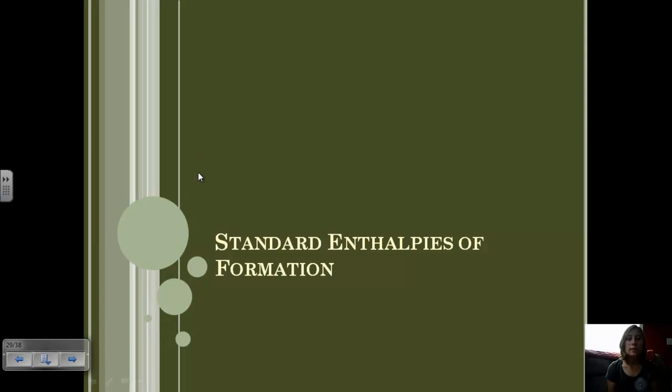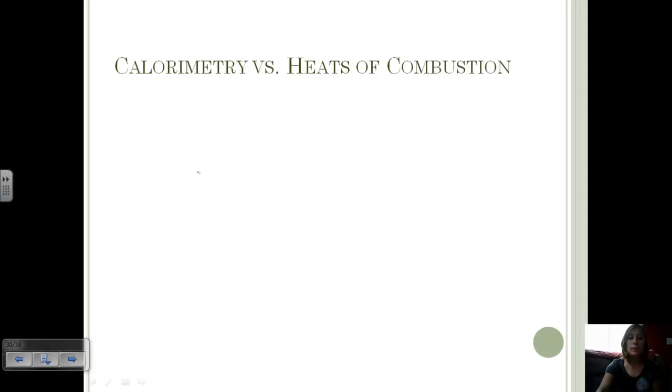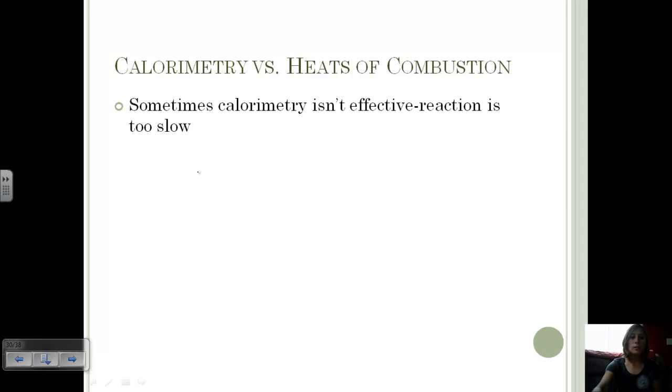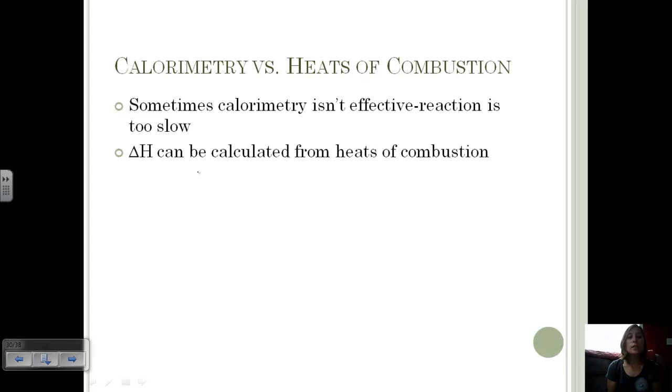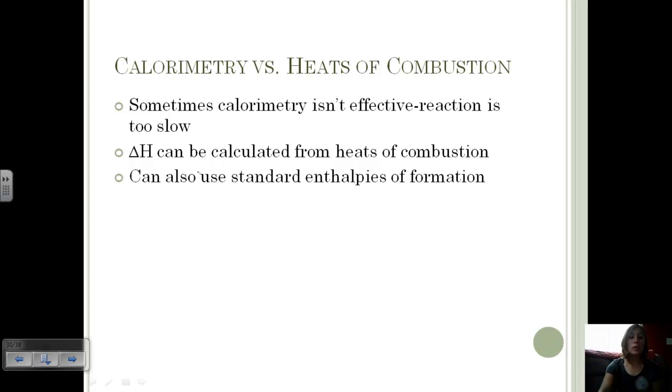So today we're going to discuss the fourth section of our unit on thermodynamics, talking about enthalpies of formation. Last time we talked a little bit about calorimetry. Well, sometimes calorimetry isn't effective. The reaction takes too long and we spend a lot of time just collecting data. So the reaction's too slow. So instead we can use heats of combustion. So we can calculate our change in enthalpy from heats of combustion. And we can also use standard enthalpies of formation, which is what we're going to use today.